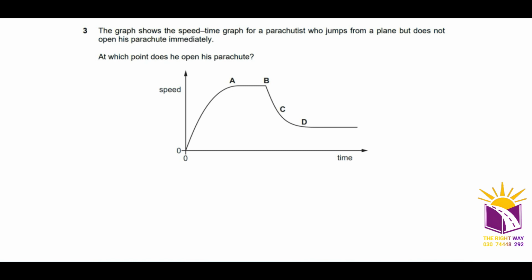Question 3. The graph shows the speed time graph for a parachutist who jumps from a plane but does not open his parachute immediately. At what point does he open his parachute? From O to A, the body is continuously accelerating, and from A to B, the body is moving with terminal velocity.